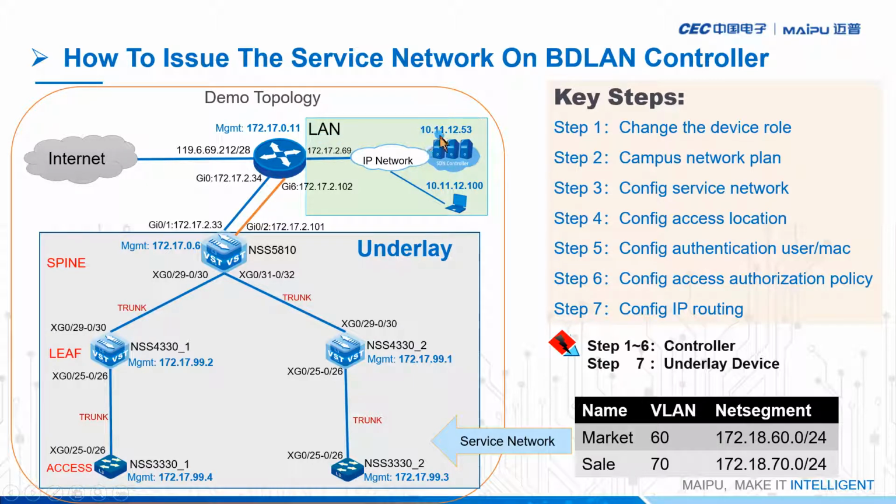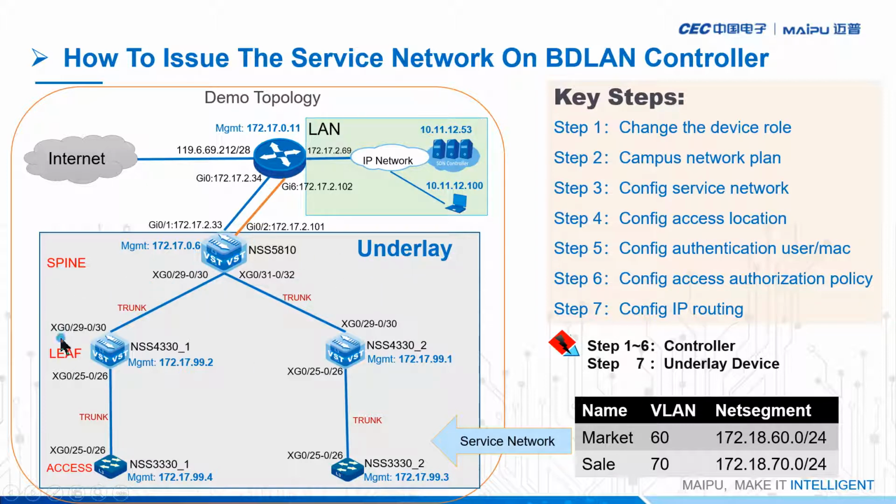The IP is 10.11.12.53, and the IP of my laptop is 10.11.12.100, and the laptop is used for the device management and to do the configuration for the BDLAN controller and the underlay devices. And you can see this is the underlay network.